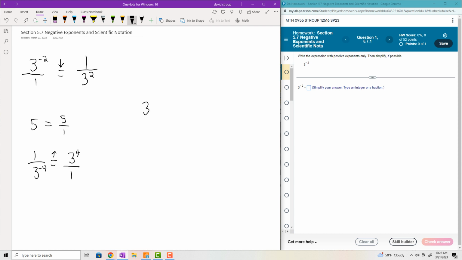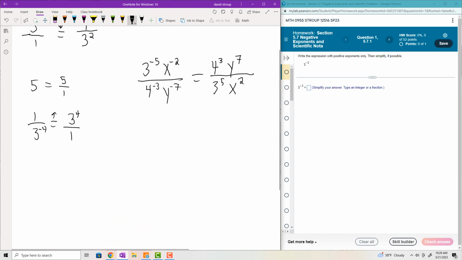Okay, taking that into more complicated problems, maybe we have 3 to the negative 5, x to the negative 2, all over, let's say, 4 to the negative 3, y to the negative 7, okay? So I'm going to move the 4 to the negative 3 up, it'll be 4 to the positive 3, move the y to the negative 7 up, it'll be y to the positive 7, move the 3 to the negative 5 down, it'll be 3 to the 5th, the x to the negative 2 down, it'll be x squared, okay? So our goal is to get rid of those negative exponents.